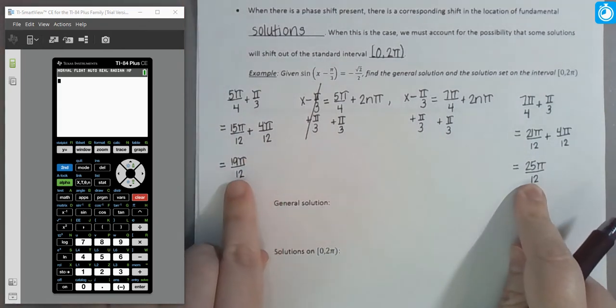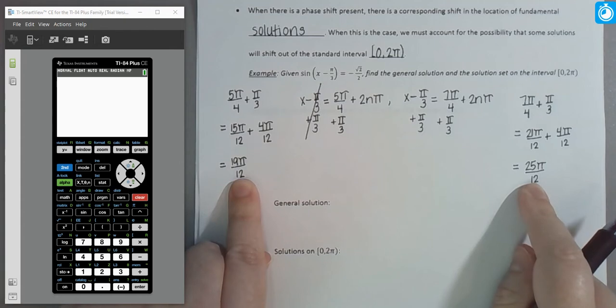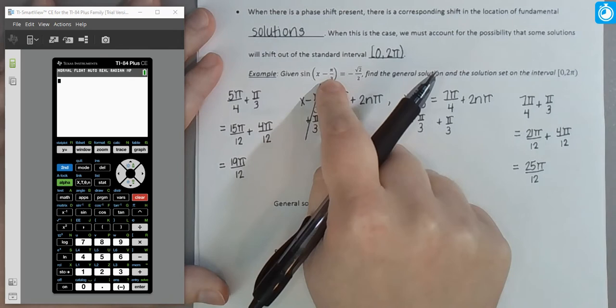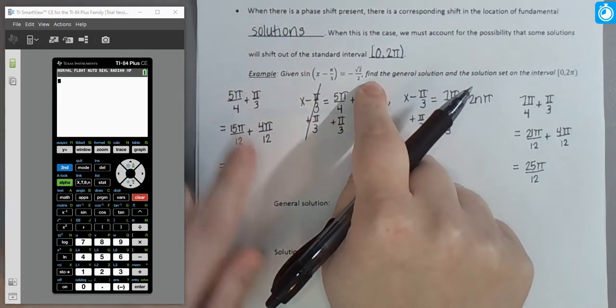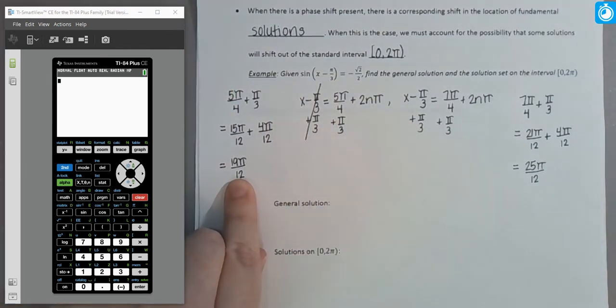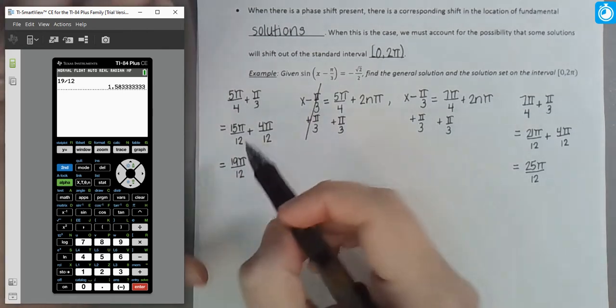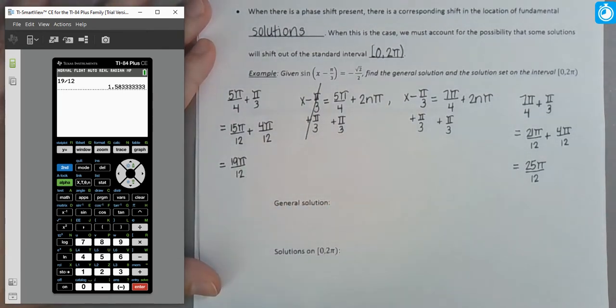Now I want you to look at these two numbers that we generated, 19 pi over 12 and 25 pi over 12. Those are going to be solutions to this equation. They will satisfy this equation. So 19 pi over 12, what does that really mean? Well, what is 19 over 12? Let's look at that. 19 over 12 is roughly 1.6, so we're talking about roughly 1.6 pi. Okay, well 1.6 pi is between 0 pi's and 2 pi's, so this will be within the correct range for purposes of writing our actual individual solutions.